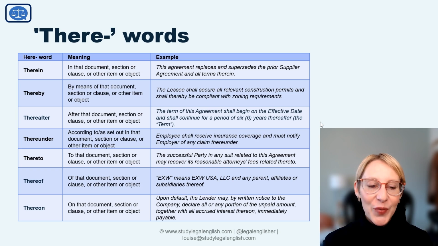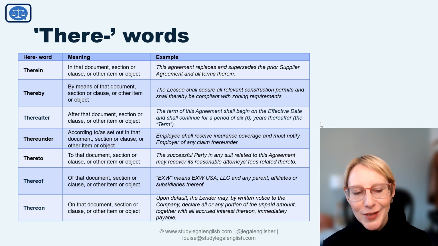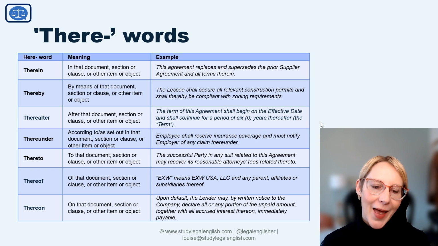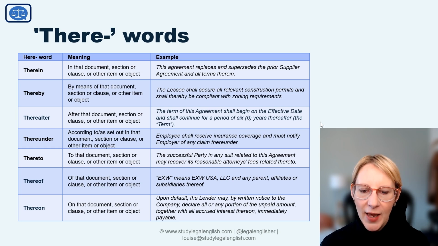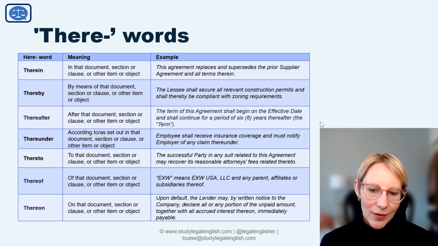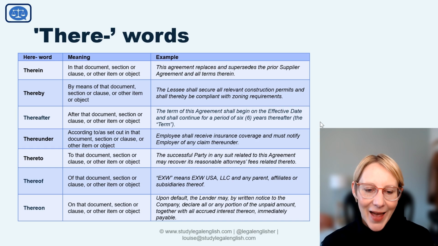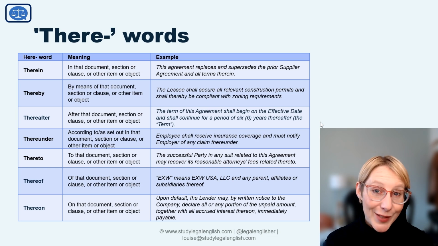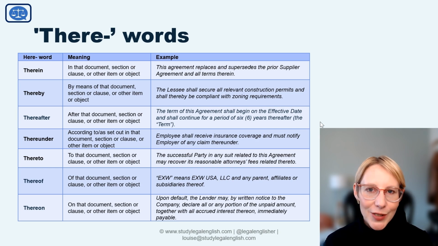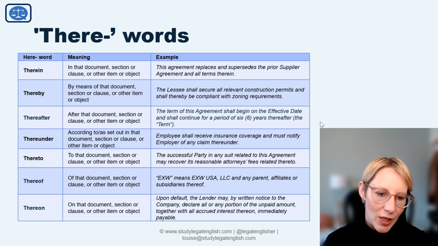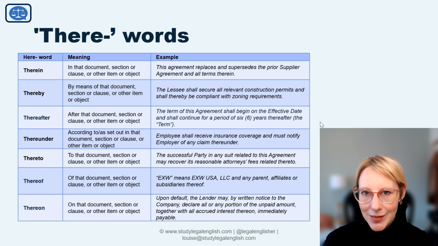Thereof means of that document, section or clause or other item or object. For example, EXW means EXW USA, LLC, and any parent, affiliates, or subsidiaries thereof. We're talking about the parents, affiliates, or subsidiaries of EXW USA, LLC. All of those companies are included in the defined term, which is EXW.